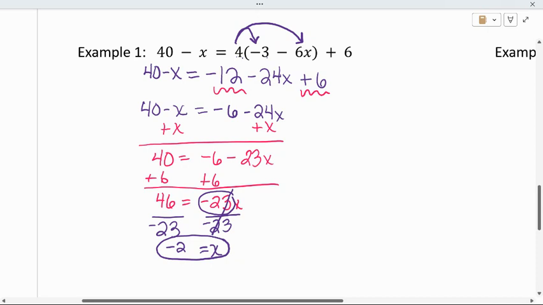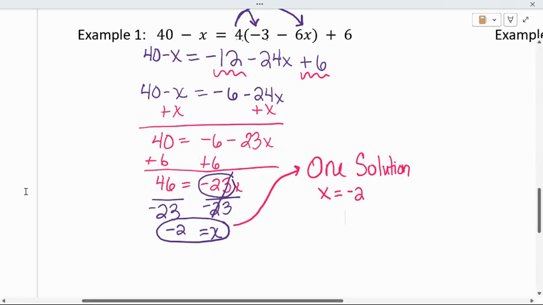So how many solutions does this have? What does it say x equals? X equals negative 2. That means that this only has one solution. The solution is x equals negative 2. Nothing tricky about it, okay? It only has one solution.